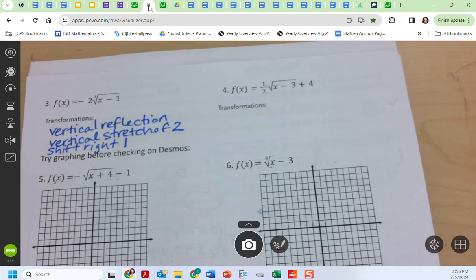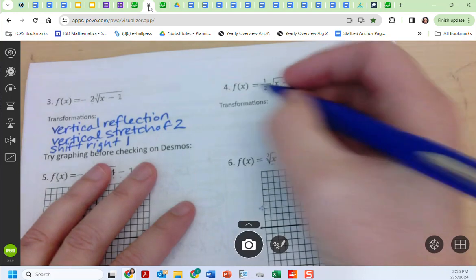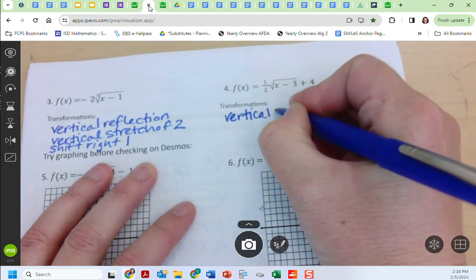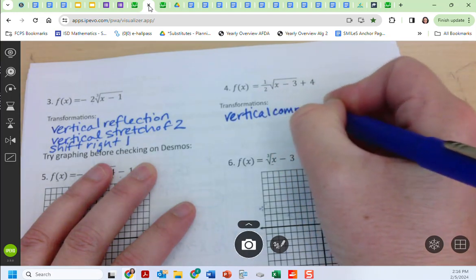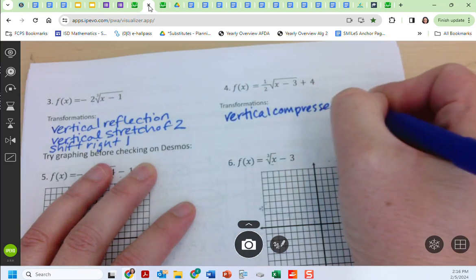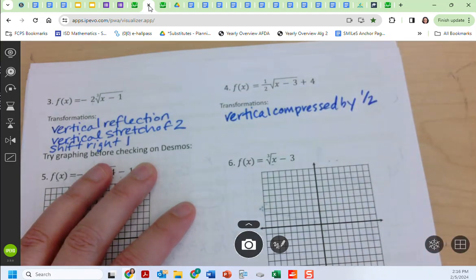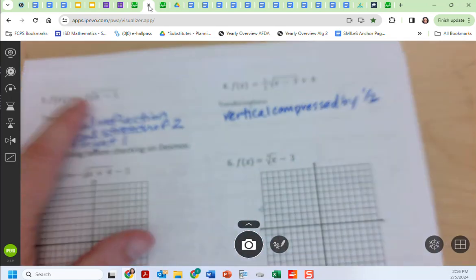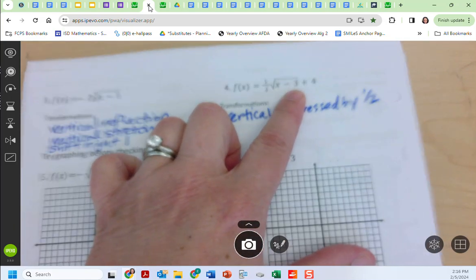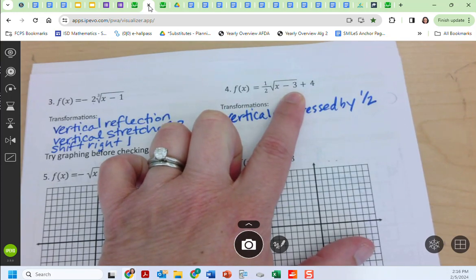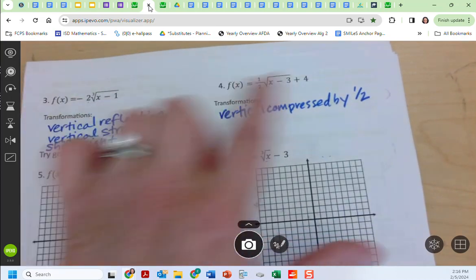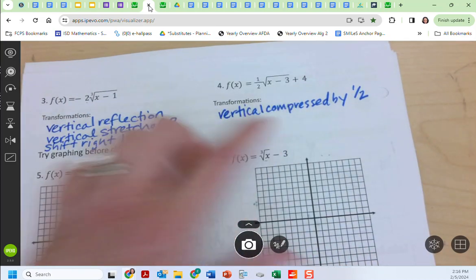Yeah, and we call this vertically compress. So the graph is vertically compressed by 1/2. And I know that before I even graph it because I can see that 1/2 there. All right, if minus 1 shifted my graph right 1, the minus 3 shifts my graph right how much? This graph shifts right 1, this graph shifts right 3.